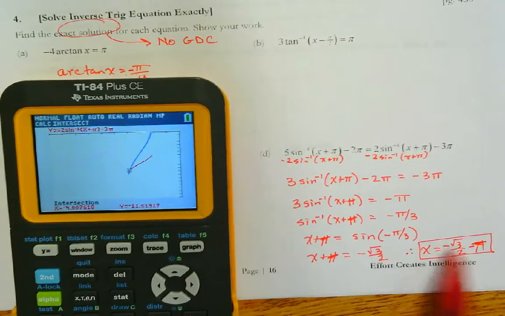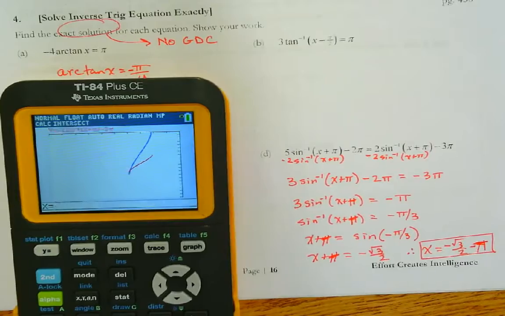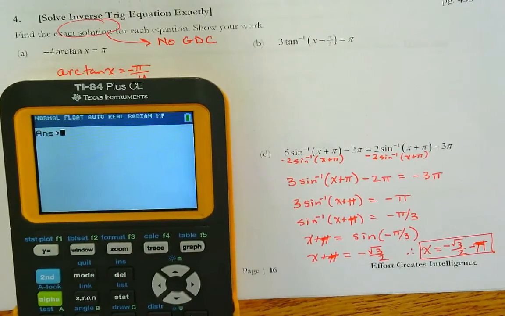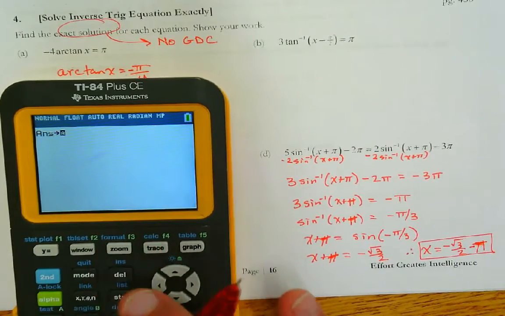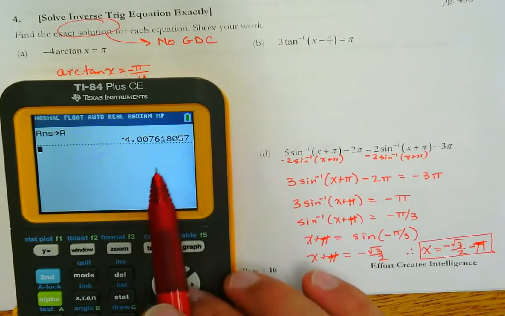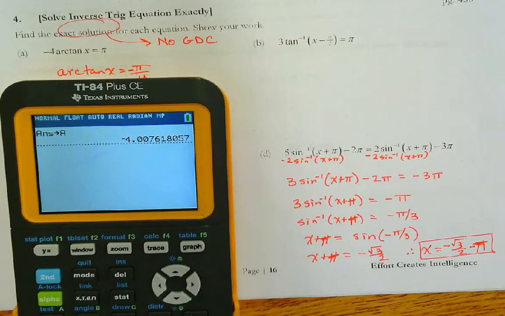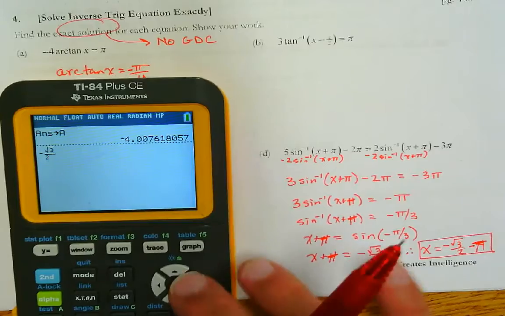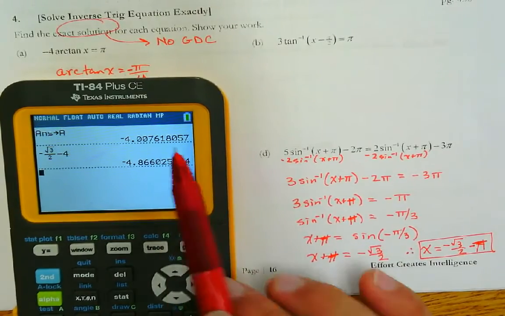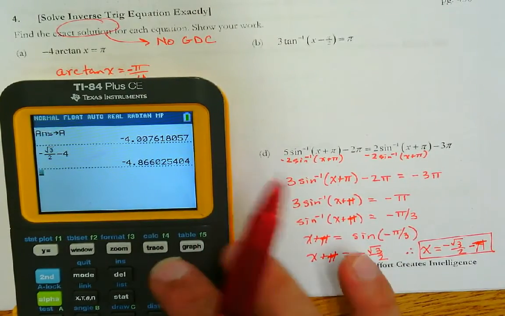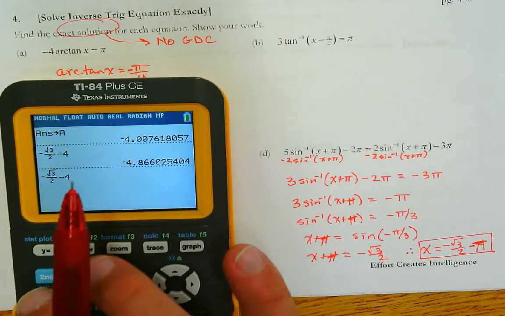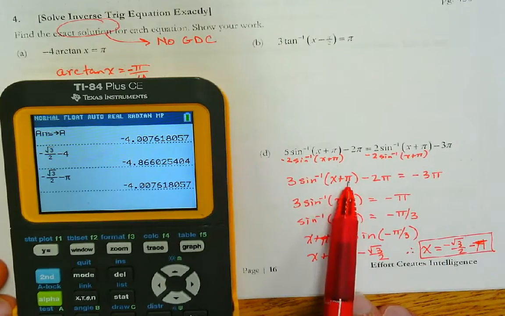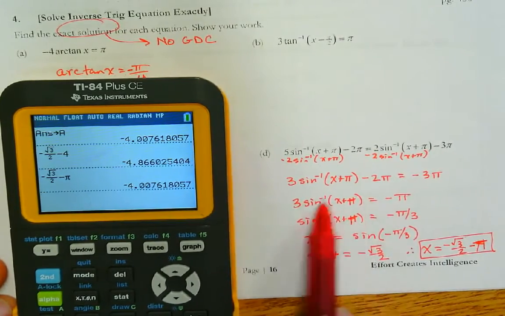And so I can double check that that negative 4.007618 is the same as this value, right? One thing I can do is hit store, right? And I can say, whoops, second quit. I can store that answer I got into letter A, right? And that's the answer I had. And then I can just double check, is negative root 3 over 2 minus 4 the same as that value? No, it's not the same. But is negative root 3 over 2 minus pi the same? Yes, it is, right?